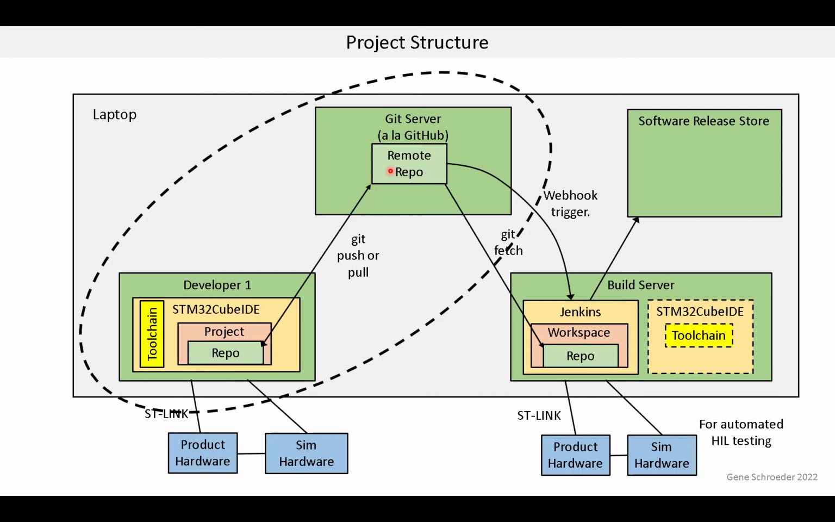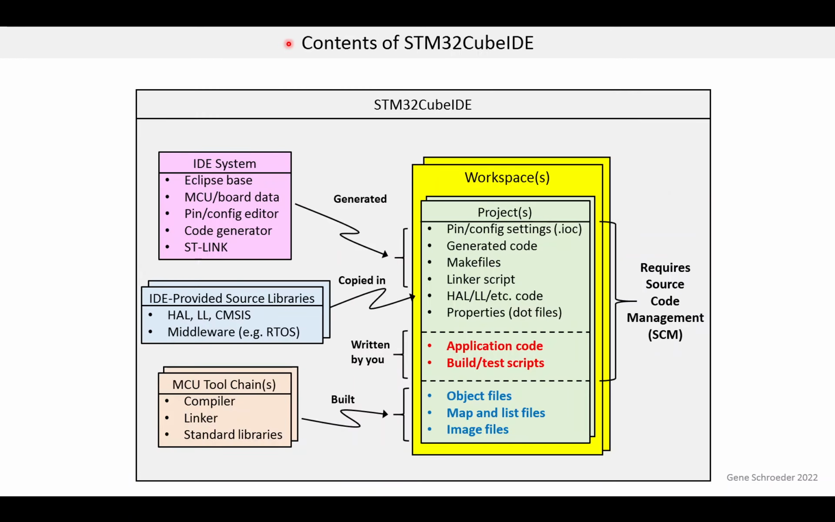So let's get started. Here is a diagram I created to illustrate the parts of the STM32CubeIDE. It's kind of busy, but it helps to understand a little bit how it works in order to use Git and to create automation scripts. So on the left side, we have the common parts of the IDE, and on the right side, we have an IDE project. So starting up here, we have what I call the IDE system.